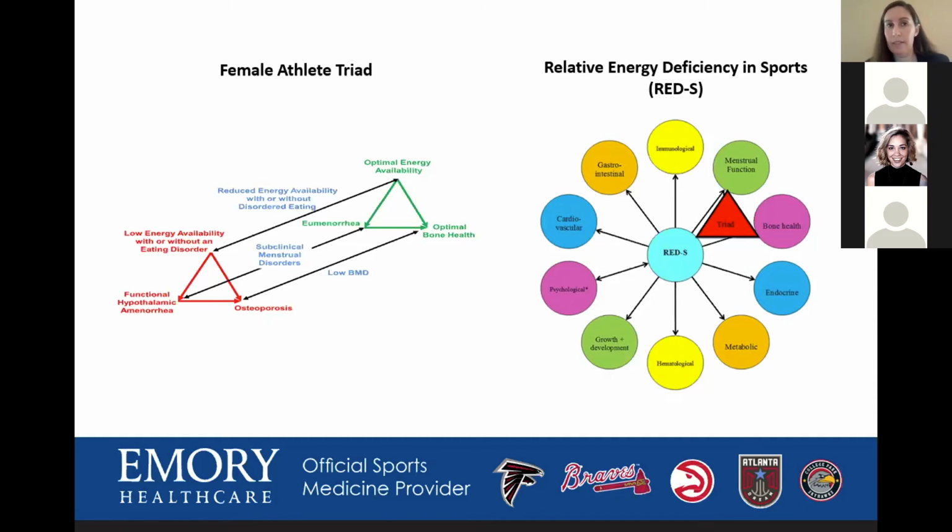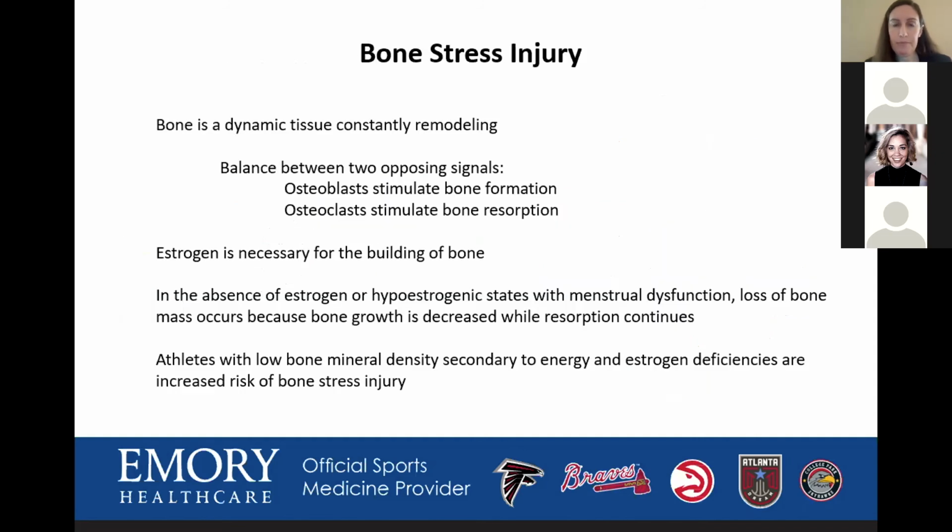We also recognize the other physiologic implications of low energy availability, and recognizing how important that is in treating bone stress injuries, but also other injuries and other pathophysiology that's going on. Bone stress injuries occur as a result of an imbalance between bone formation and bone resorption. We know that bone is a dynamic tissue that's constantly remodeling. It's a balance between osteoblastic cells that stimulate bone formation and osteoclasts that stimulate bone resorption.